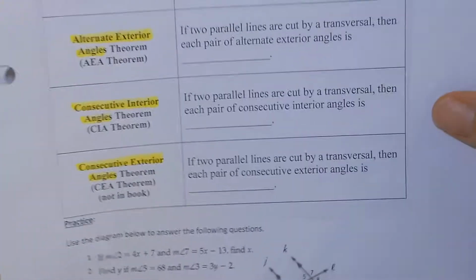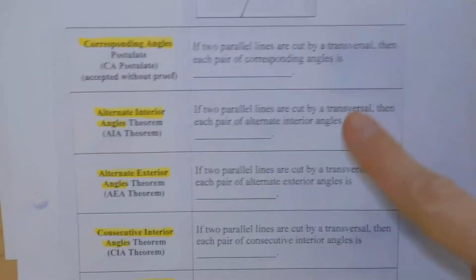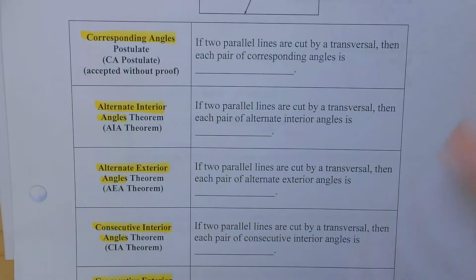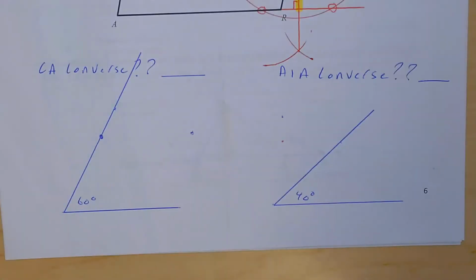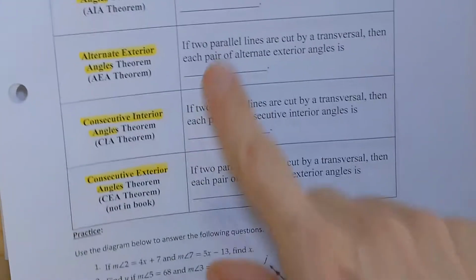So the second part of today, we are going to take the theorems that you learned last time where you knew lines were parallel, and we're going to turn them into converses. So what do I mean by a converse? A converse is an if-then statement that's been flipped around backwards. So for instance, let me give you an example.